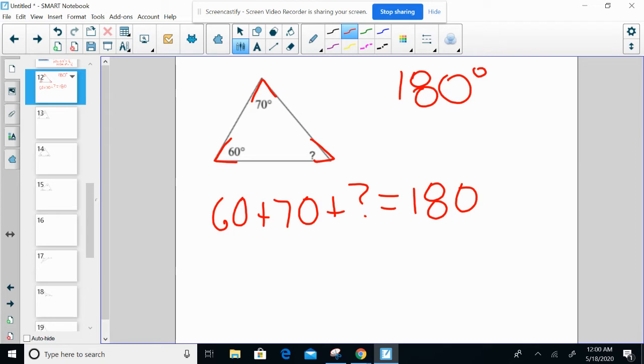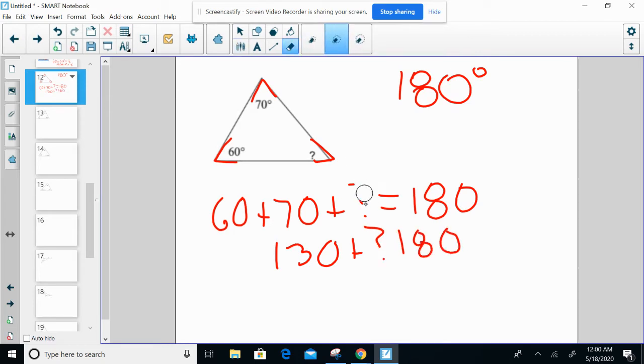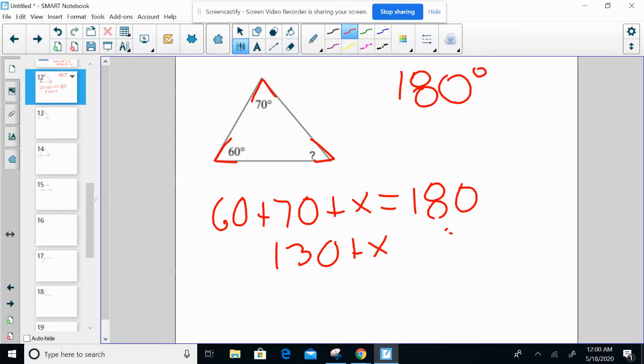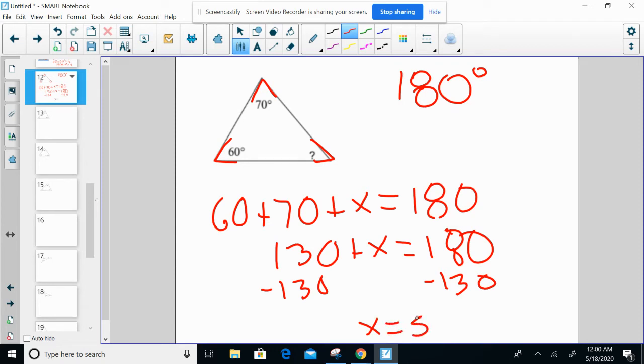So first 60 plus 70, that is 130. So we'll put those together and keep question mark there. And question mark doesn't have to be question mark. Question mark could be X. If you feel more comfortable with a variable, do that. Oops, forgot an equal sign. Equals 180. And then for solving for X, we're just going to subtract 130. So our missing angle is 50 degrees.